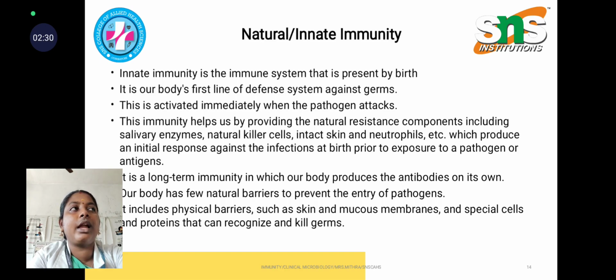It is a natural mechanism, and our body has a few natural barriers to prevent the entry of pathogens. These include physical barriers such as skin, mucous membrane, and special cells and proteins that recognize and kill germs. There are n number of microorganisms present on our skin and mucous membrane, which is their natural habitat, and they are called normal flora. They don't cause any harm to the body, and they enhance its roles in further processes.